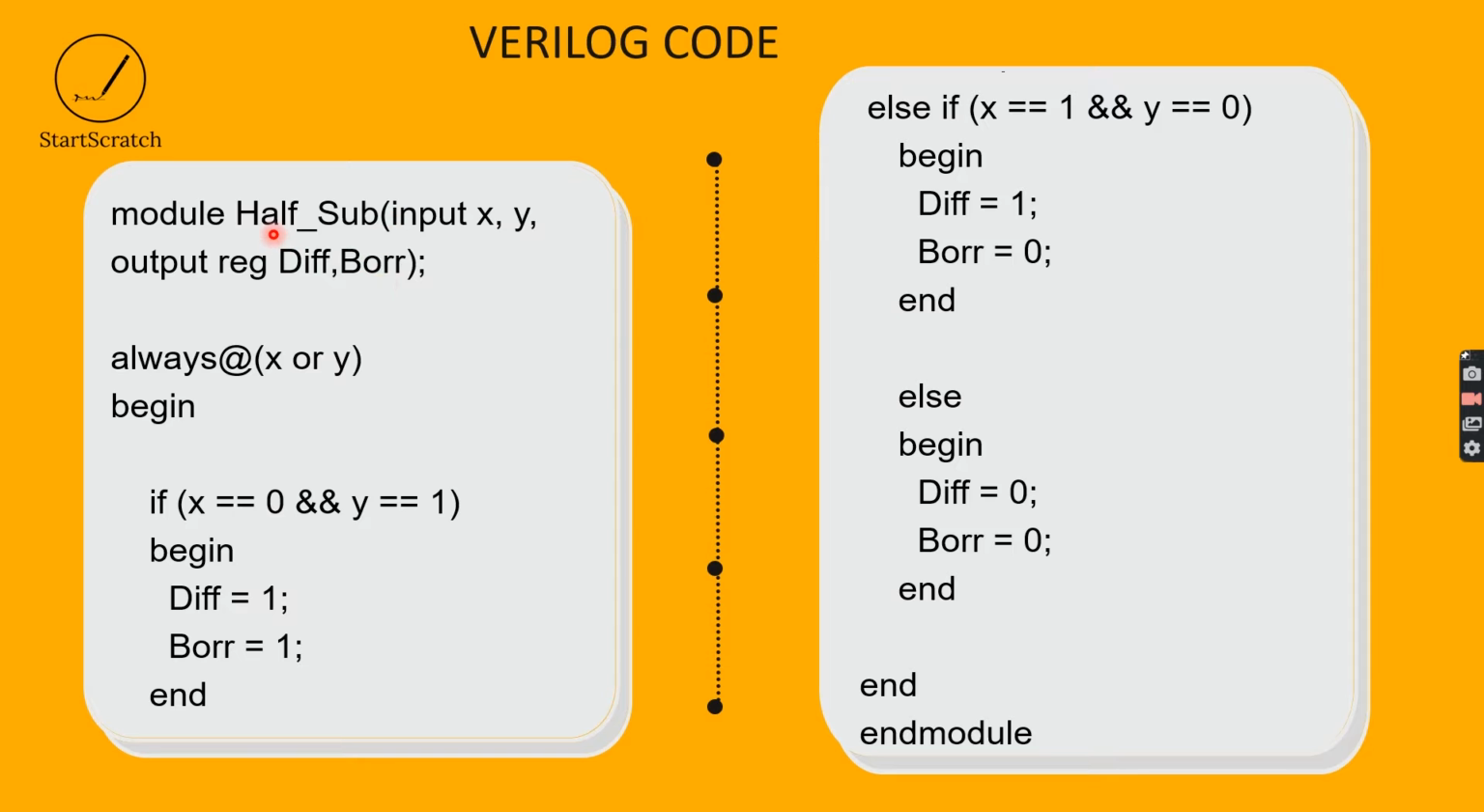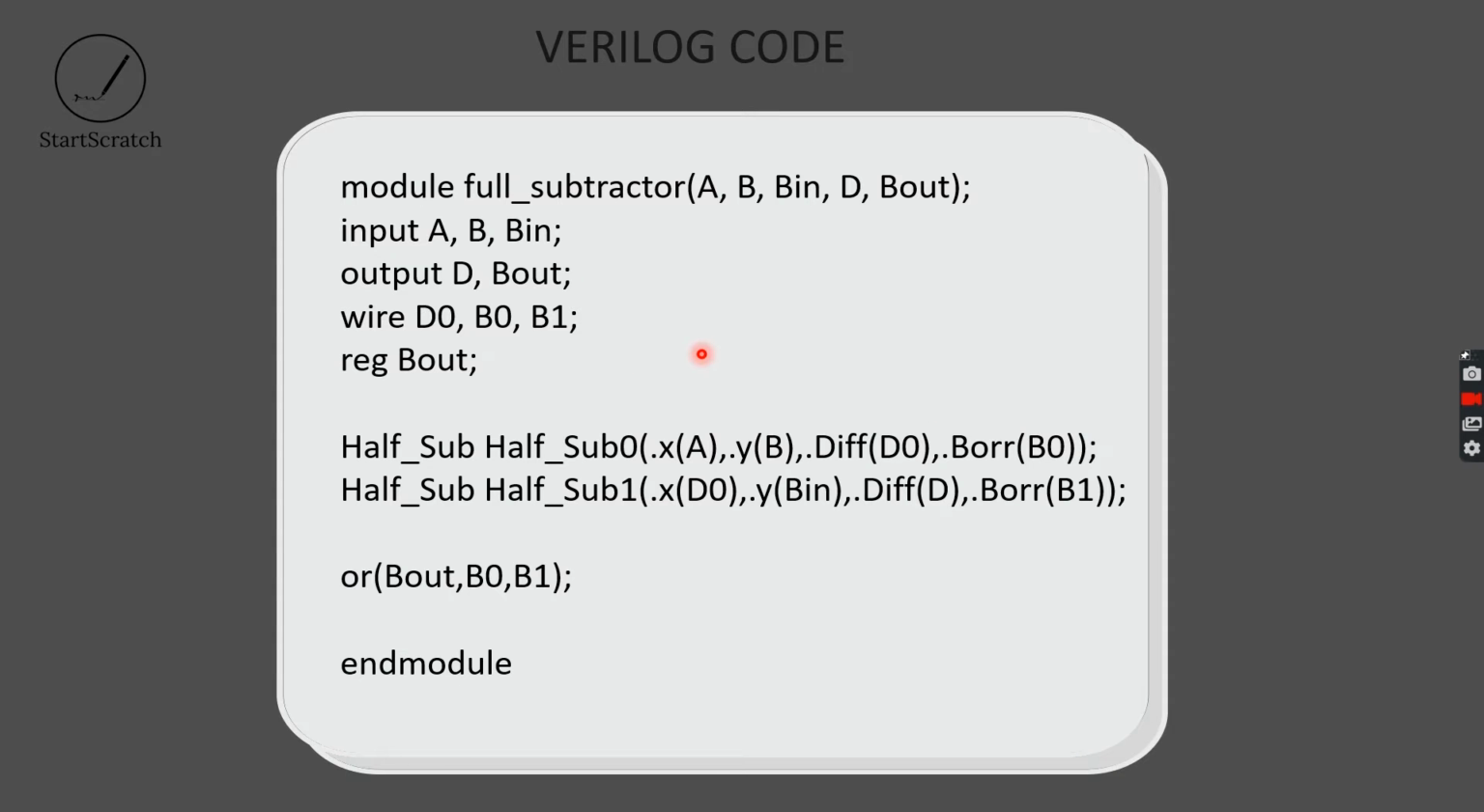Here is the Verilog code for half subtractor, and I explained the code for this in my previous video. You can check it out in my Verilog course series. Now I will be going to the full subtractor. Here I have taken A, B and B in as the inputs and D, B out as my outputs. And I declared D0, B0 and B1 as wire.